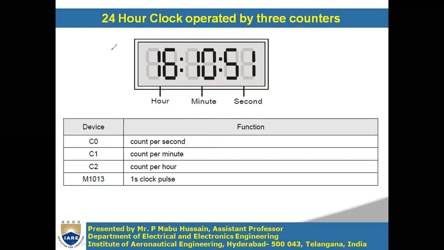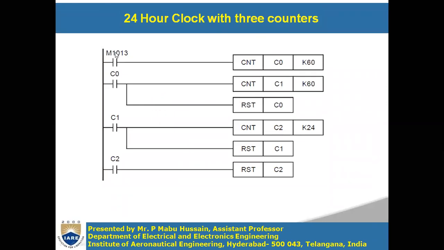See the program so that you can understand. See here, M1013 is the 1 second pulse. Whenever this M1013 is on, the counter will also be on. That means the counter will increment its value by 1. Suppose initially it is 0; whenever M1013 is on, it will increment its value by 1. As I said before, for every 1 second, this pulse will be on.